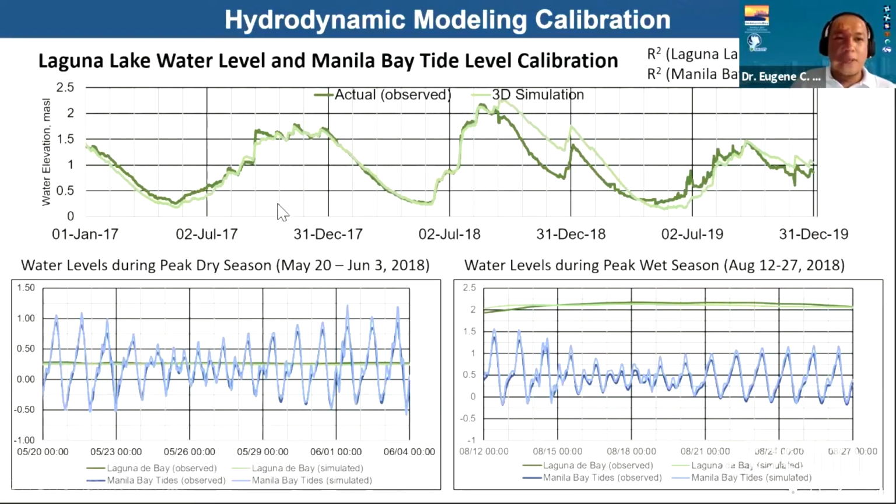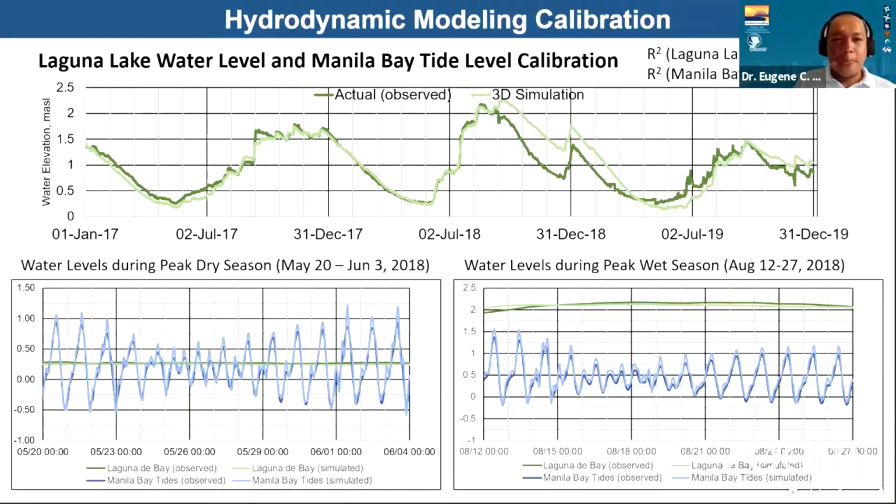Something like this, we calibrate in terms of water level for now, at least for Manila Bay and Laguna de Bay. In this one, you can also see the comparison with the tidal conditions of Manila Bay, where we were able to come up with relatively good models already. So we can say that later, if you want to utilize these models for scenario analysis, we can now foresee how the integrated Manila Bay, Pasig River, and Laguna Lake system would respond to different management interventions.